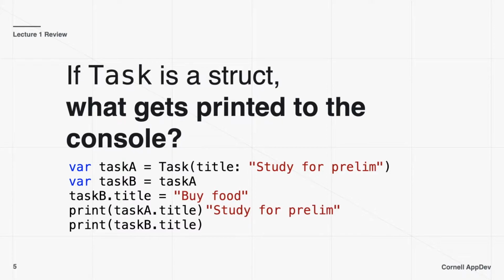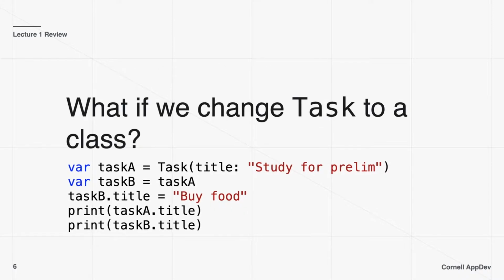Yes, that's right. What should task B.title print? Okay. So if task is a class instead, what should task A print? Yes, just buy food. Why? Because now it's a reference type, so now it's a pointer. That's correct. Buy food, and task B is still buy food.